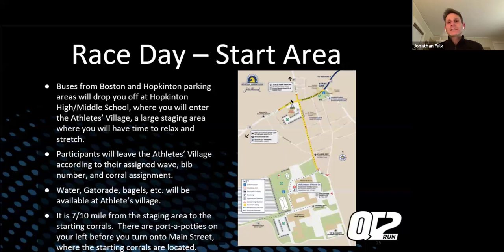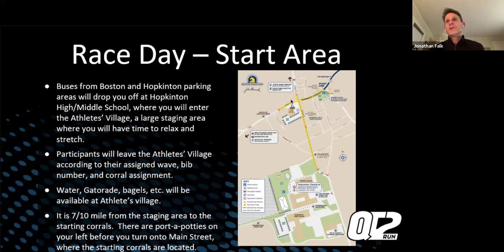Participants will leave, and you'll see this on the next slide, at times based on their assigned wave, bib number, and corral assignment. Listen for those announcements, because the times you'll see on the next slide, and also on the website, are estimated times, and they can fluctuate. So don't assume that's the time you have to be there or should be leaving. You have to keep your ear on the announcements and make sure you don't miss it.